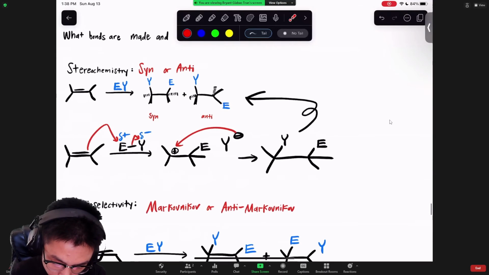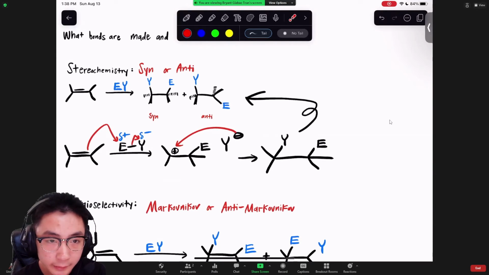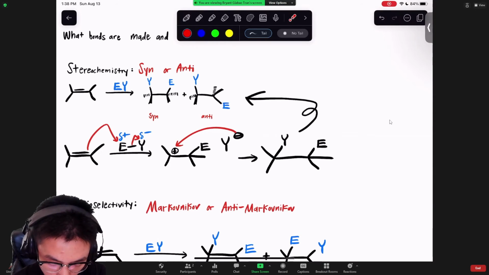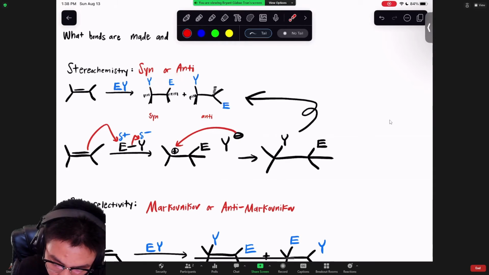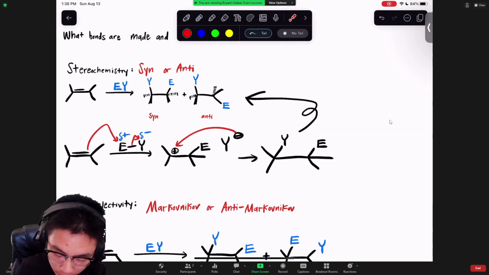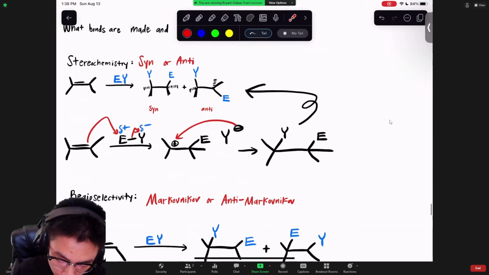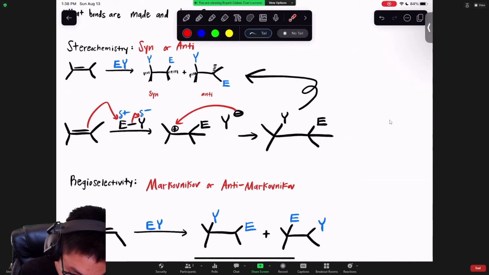Now let's go over the stereochemistry of these reactions. The stereochemistry could be syn addition or anti-addition. Syn addition is when the electrophile and nucleophile attach on the same side of the alkene. Anti-addition is when the electrophile and nucleophile attach on opposite sides of the alkene. So here's a mechanism of it. We see that this carbon of the alkene attaches to that electrophile, kicking out the nucleophile.